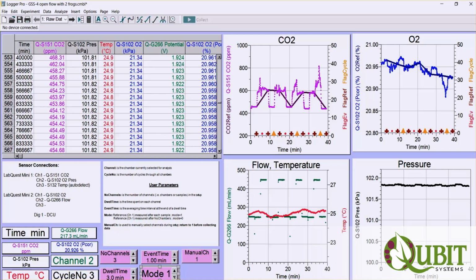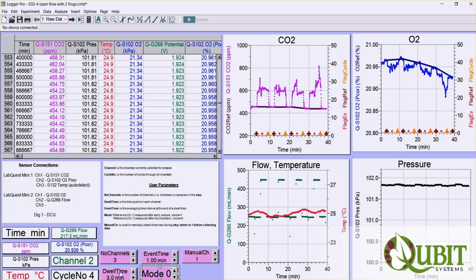Mode 1 is recommended for measurements when you have changing background levels, and you need to monitor those background levels more frequently. But the disadvantage of mode 1 is it takes longer to complete your experiment. It takes more time to measure all the chambers. So mode 0 is recommended if you don't have these issues and you want to get through your experiment in a timely manner.